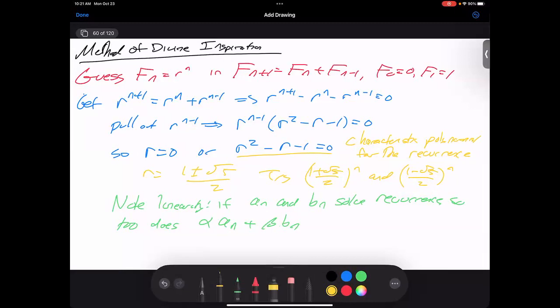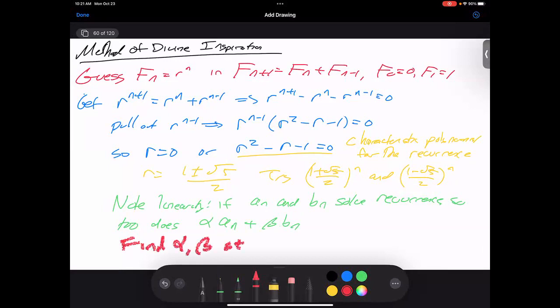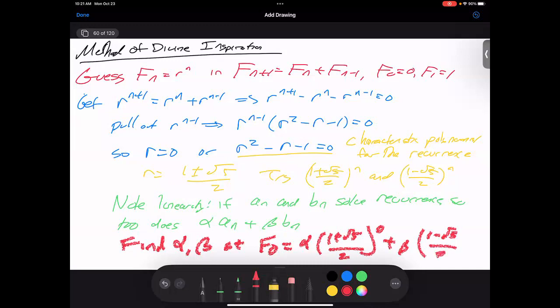So it's a nice exercise. Find alpha, beta such that F_0 equals alpha times ((1 plus root 5)/2) to the 0 plus beta times ((1 minus root 5)/2) to the 0, and then do the next one when n equals 1. Okay. So you'll get two equations and two unknowns. And that will uniquely determine what alpha and beta are.